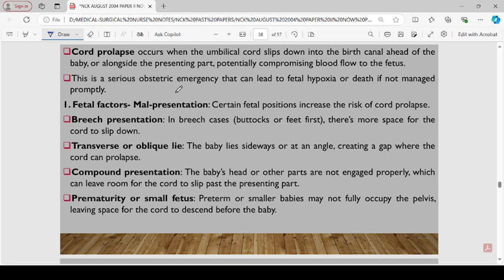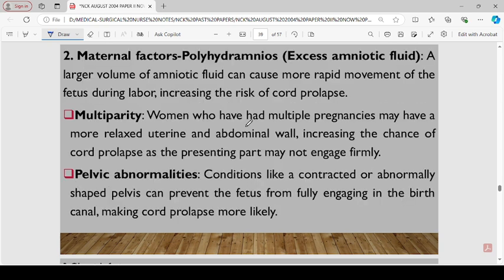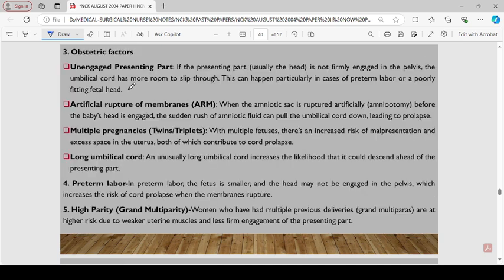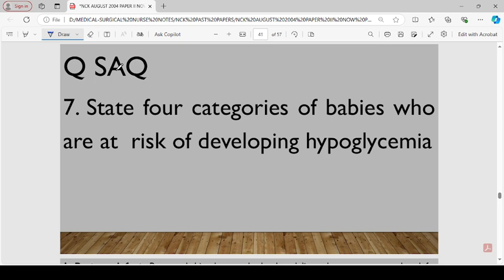So we have several. We have fetal factors, could be malpresentation like breech, transverse, compound, or you could be having a fetal factor like prematurity or small fetus. Maternal factors like polyhydramnios, multiparity, and pelvic abnormality. Obstetric factors like unengaged presenting part, artificial rupture of membranes, multiple pregnancy, long umbilical cord, preterm labor, and high parity are some of the factors.